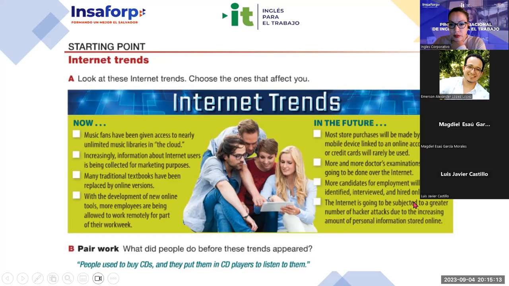For me, I think the second one from the future. More doctor's examinations are likely going to be done over the internet. I think a virtual examination is not the same thing as a physical examination from a doctor. Yes, I have seen that some doctors are implementing both. You can go on site or have it online. And the prices, I guess, it is cheaper if it's online, but I think it's not the same, as you said. I agree with you. Thank you so much for your opinion. Anybody else?